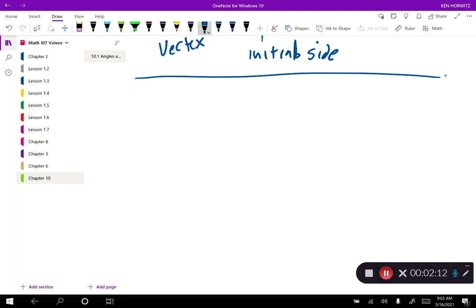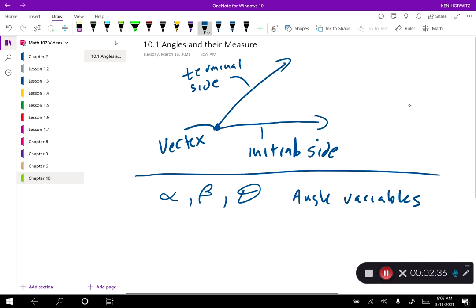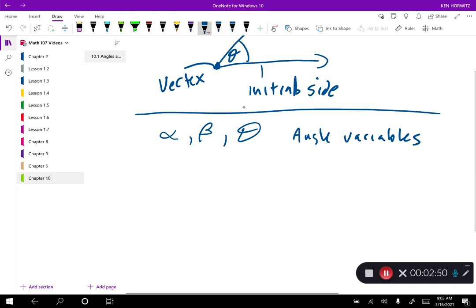Now, angles are measured in units called degrees. Typically in trigonometry, we use letters like alpha, beta, or even theta to denote angle variables. So for example, in this angle, I would say the measurement is theta, just as in algebra, we typically use x and y. Here we'll use alpha, beta, theta, that kind of a thing.